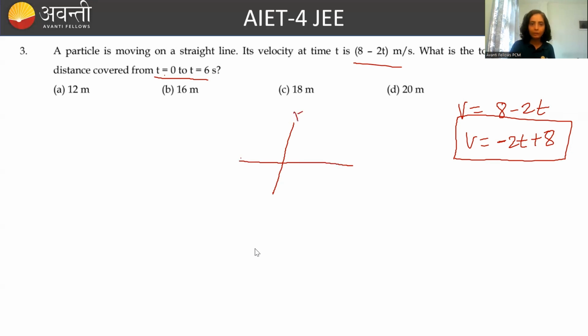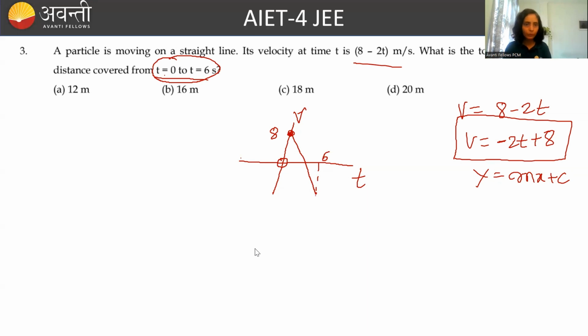If you plot the graph of V versus T, this is again a y equals mx plus c type of graph. The y-intercept is 8, so somewhere here is 8, and its slope is negative. So this is the graph. We have to calculate the distance covered from 0 to 6 seconds, so here this is 0 and this is 6.